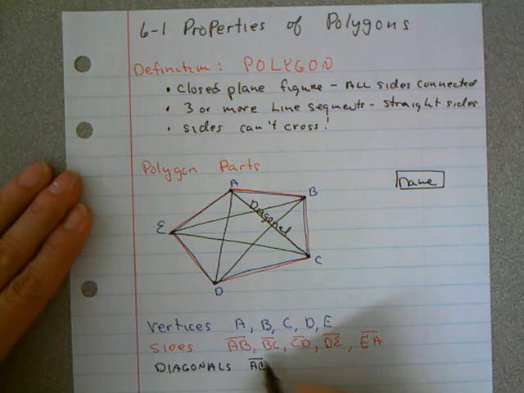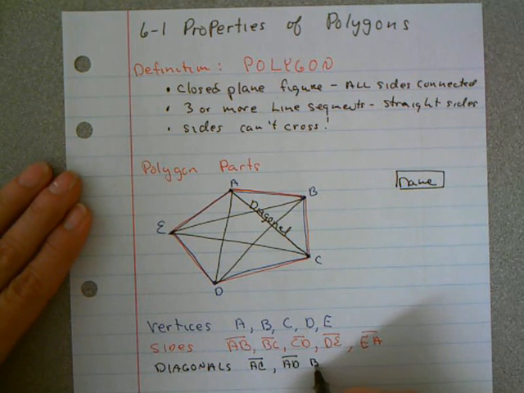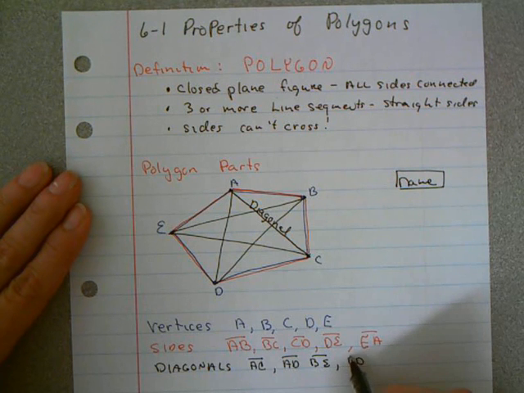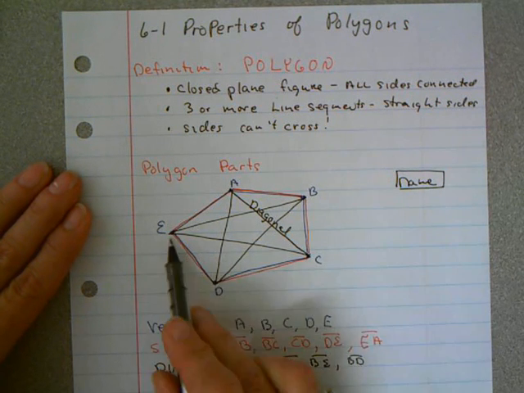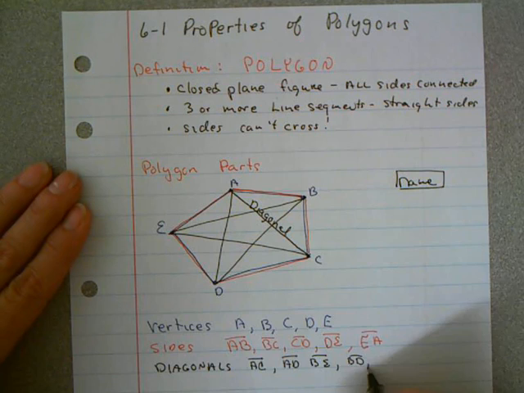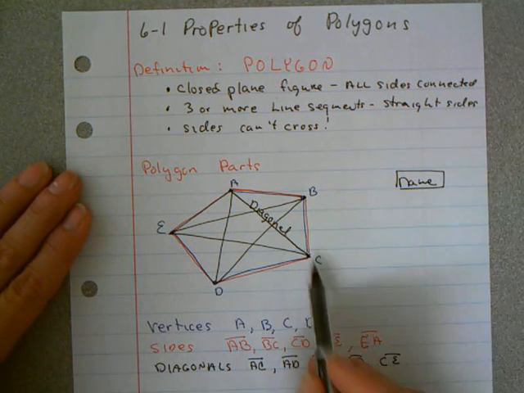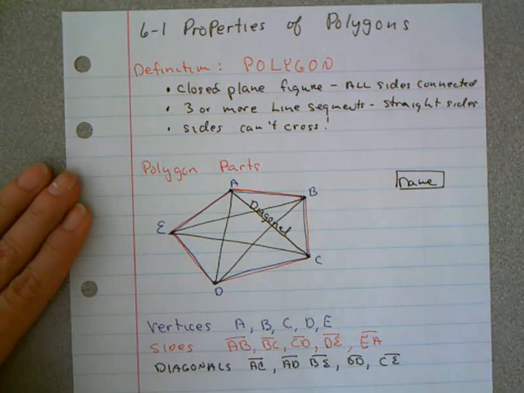A to C, I think we said, and A to D, and we've got to put the segment symbol over those. B to E, B to D, and then we had that fourth one, C to E, and we already had CA and so on. So there's our diagonals.